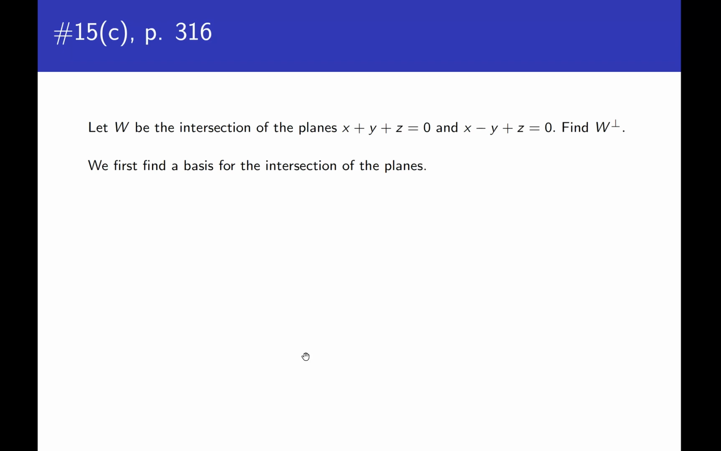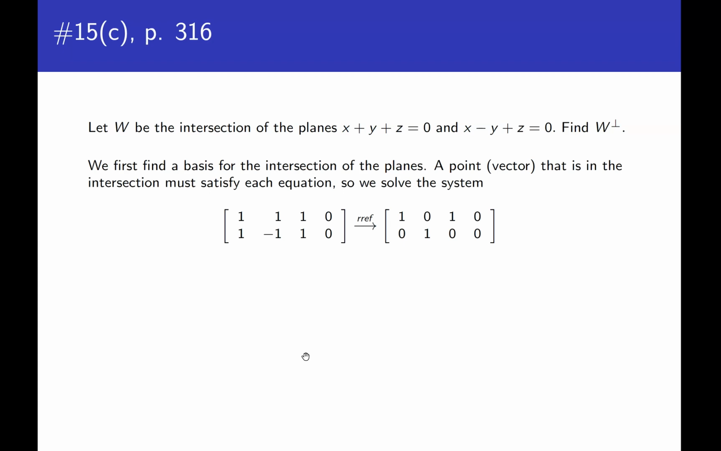All right, so the first thing we're going to do is find a basis for the intersection of the planes. Think about how two planes should be intersecting each other. We should be seeing a line. So let's see if we really do get that. A point, or a vector, if you will, that's in that intersection has to satisfy each equation. So we just solve the system, x + y + z = 0 and x - y + z = 0, like we usually would, and row reduce.